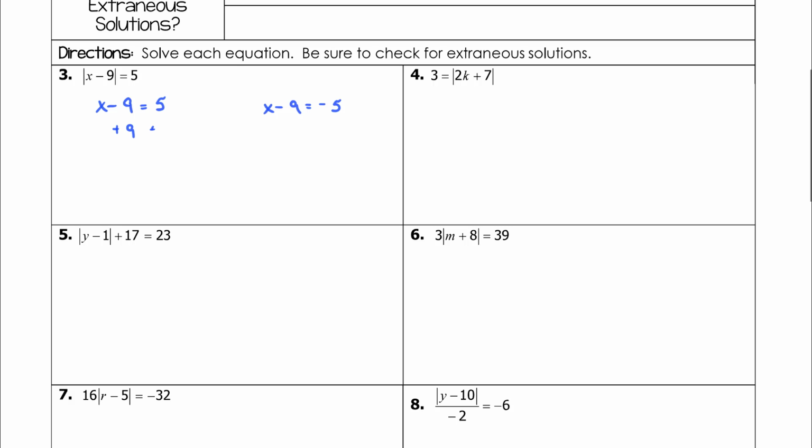So to solve these, I would add 9 in both cases. On the left, I get x equals 14. On the right, I get x equals 4. And there's my 2 solutions.